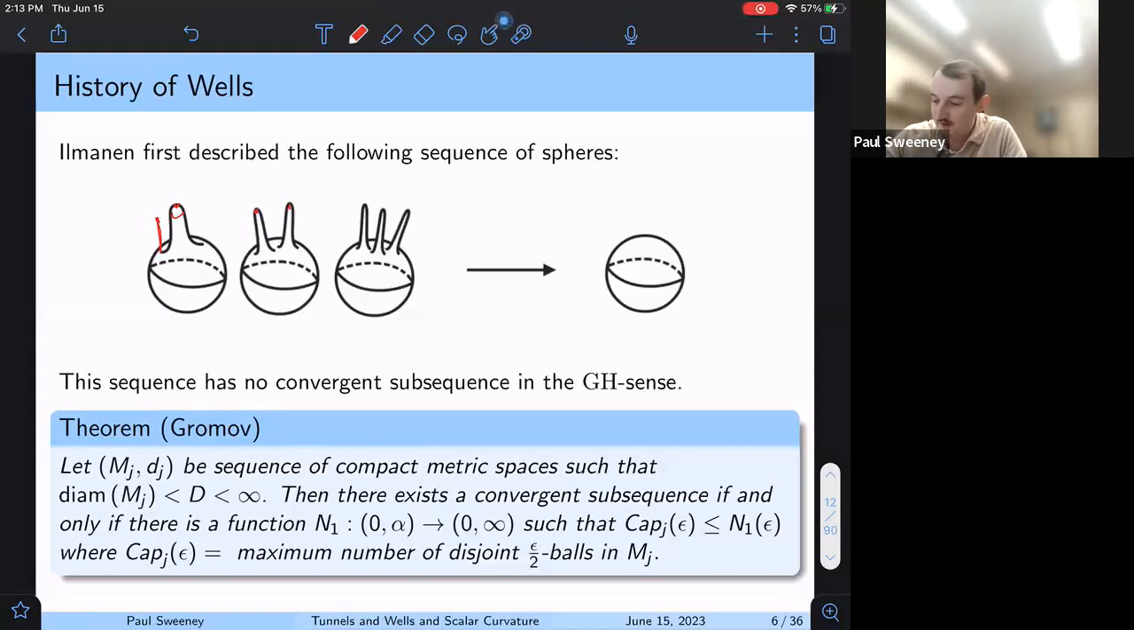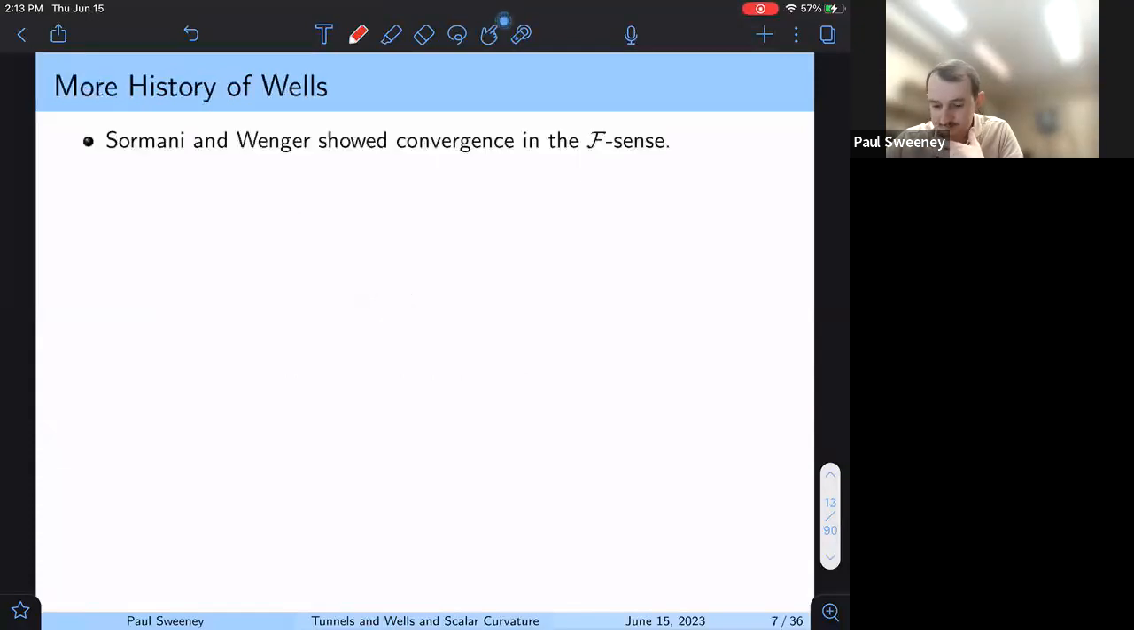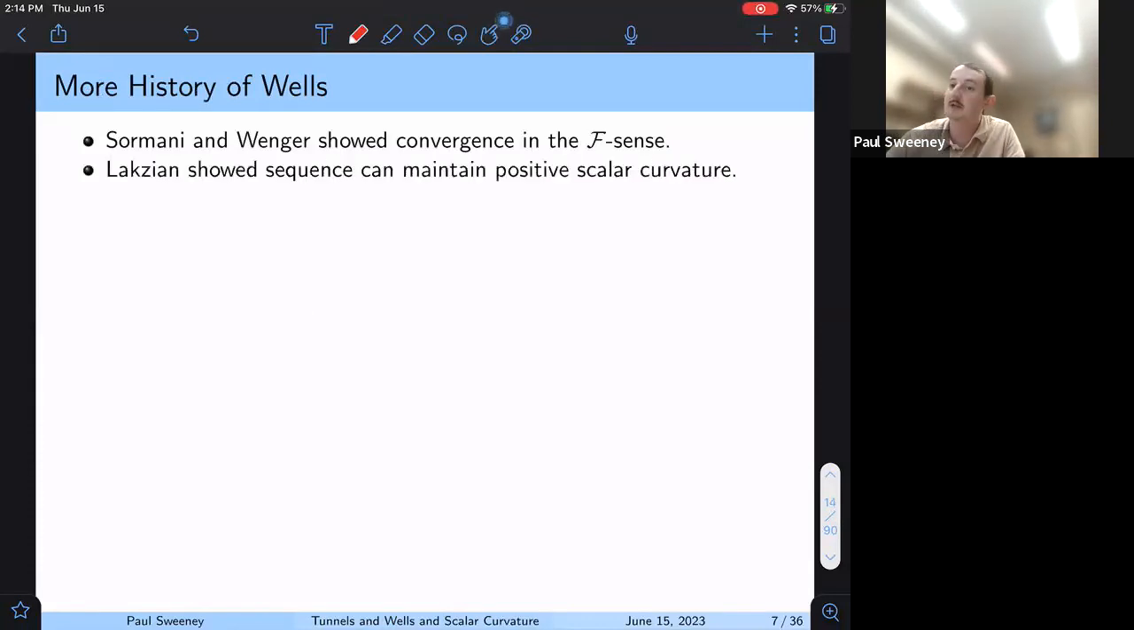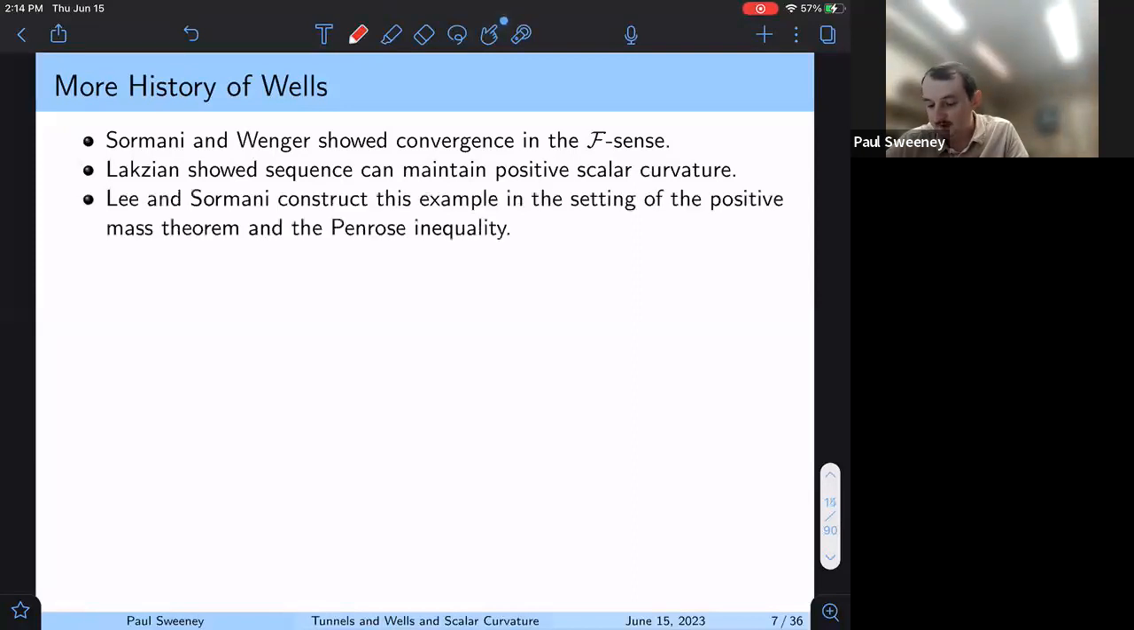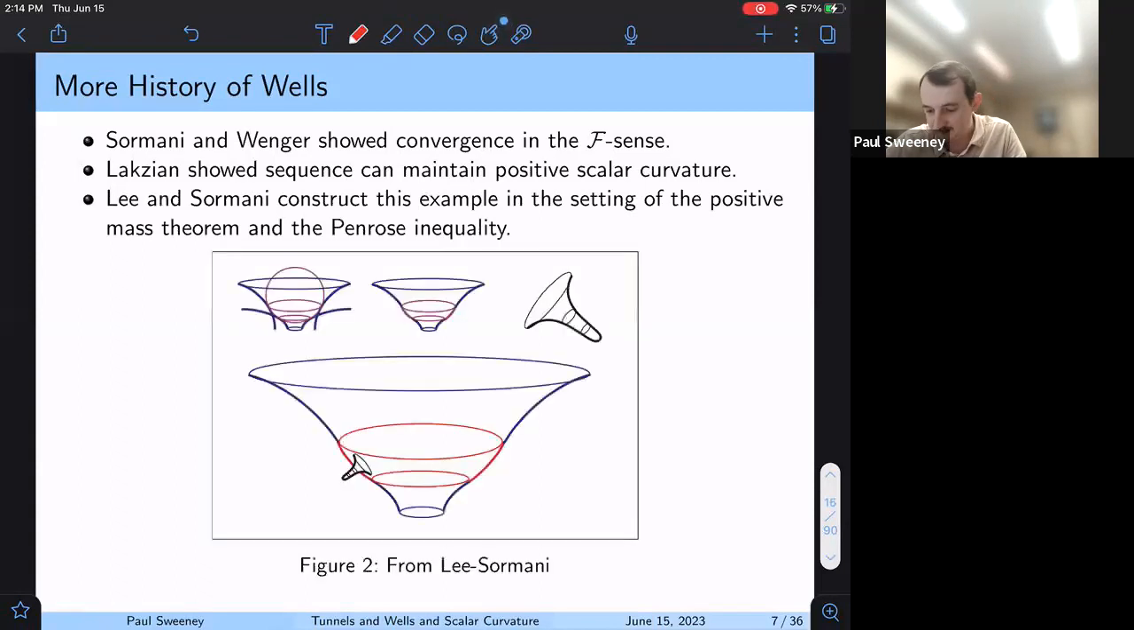These were first shown by Sermani and Wenger to converge in the intrinsic flat sense. And then Lakzian showed that the sequence can maintain positive scalar curvature. So you can construct wells with positive scalar curvature, attach them to manifolds of positive scalar curvature, and take your limits in this sense. And so Lee and Sormani constructed this example in the setting of the positive mass theorem and the Penrose inequality. So I think we have a picture next.